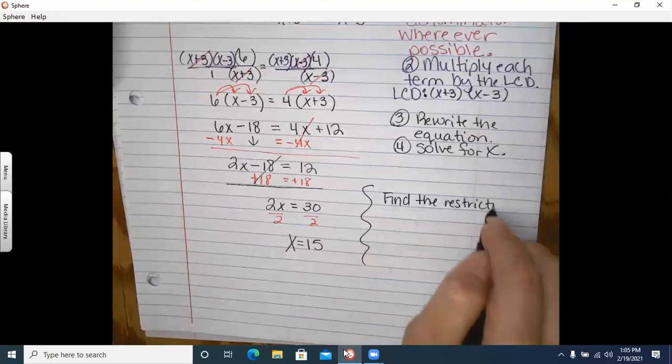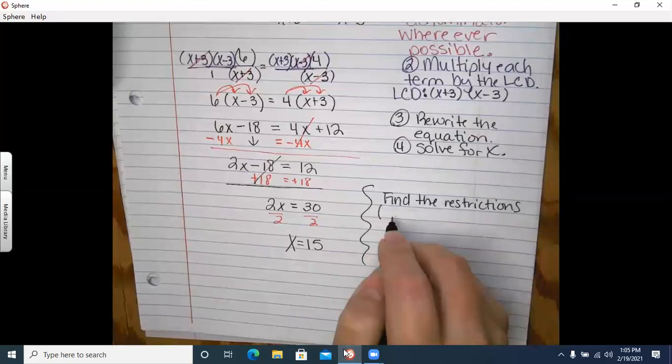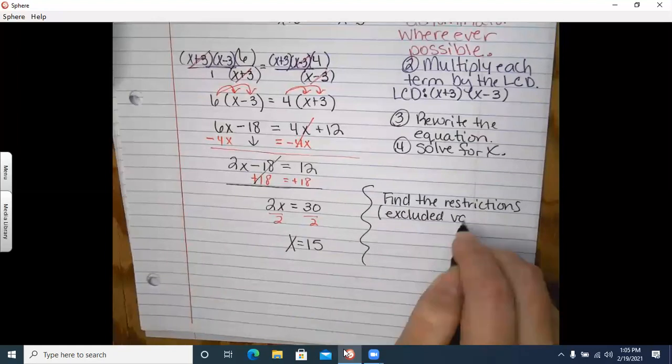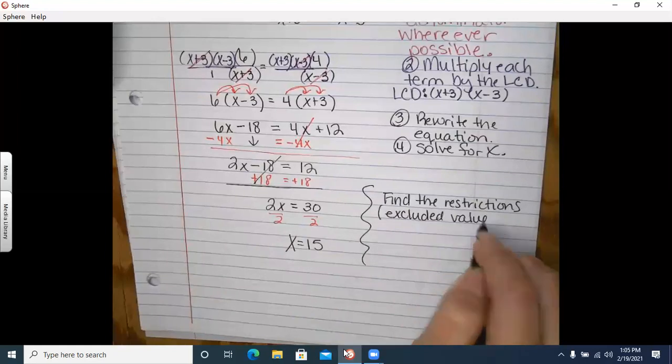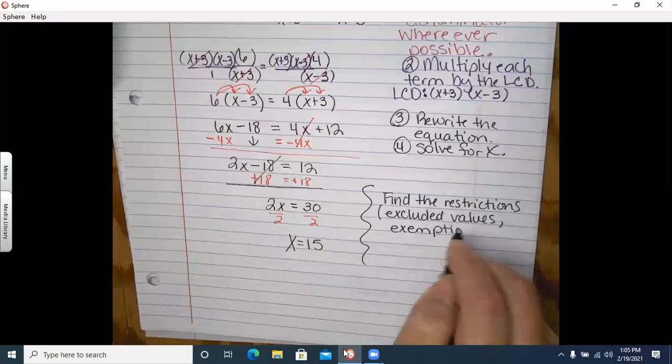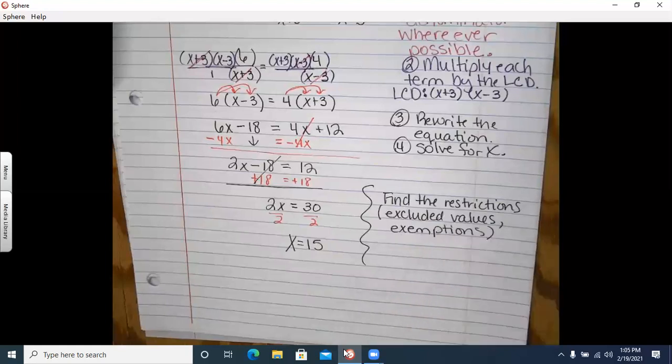Restrictions are also called excluded values or exemptions. And that's important to know because sometimes I write it differently. Whatever comes to mind, they all mean the same thing. It's like roots means zeros, means solutions, means x-intercepts, right?